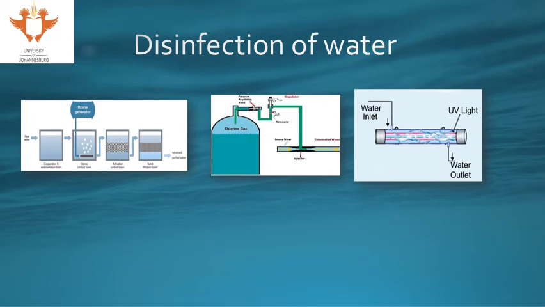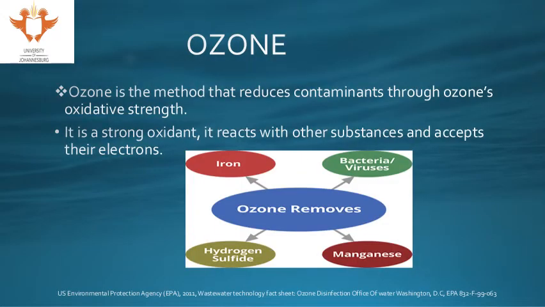In this presentation, we will be discussing the role of ozonation, chlorination, and UV light in the disinfection of water. The first method or process we're going to be discussing in the disinfection of water treatment is ozone. Ozone is the method that reduces contaminants through ozone's oxidative strength.